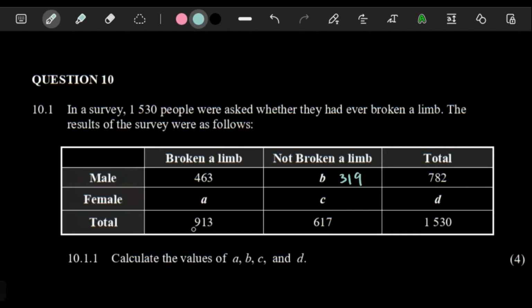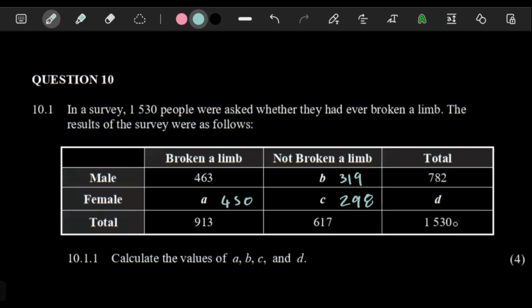So the 913 here, if you remove the 463, it should give you a value of A. So let's see. 913 minus 463, that's going to give you 450. Here you can do the same. This minus that gives you the value in the middle over there. So that's like 617 minus 319. This is giving us 298.